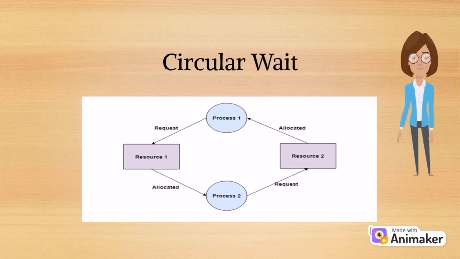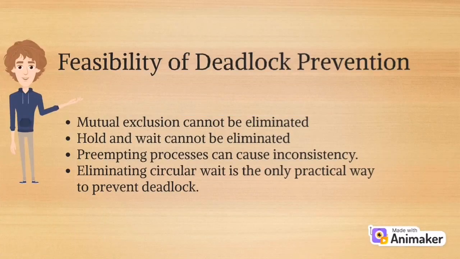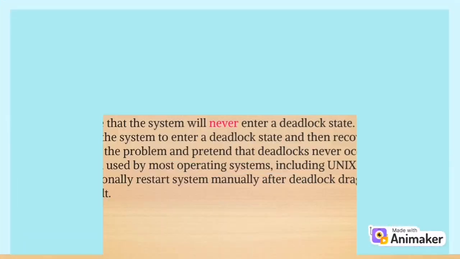These processes must be waiting in a circular pattern to acquire the resource. This is similar to hold and wait, but the only difference is that the processes are waiting in a circular pattern. Moving forward, by eliminating circular wait, we can prevent deadlock. Meanwhile, when preempting processes, mutual exclusion will not be eliminated and can cause inconsistency.